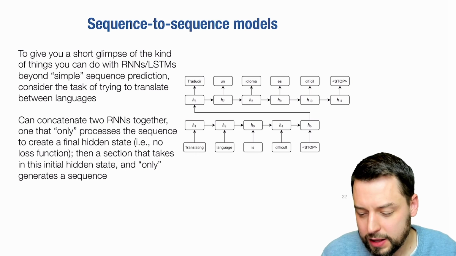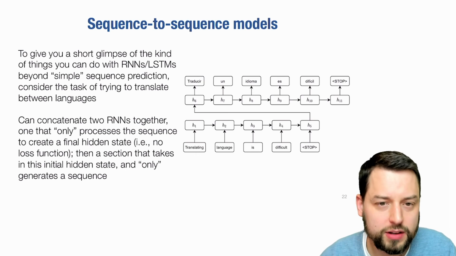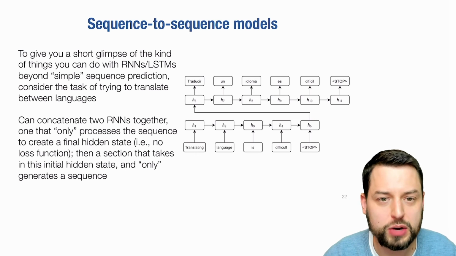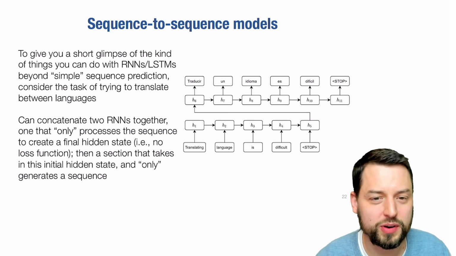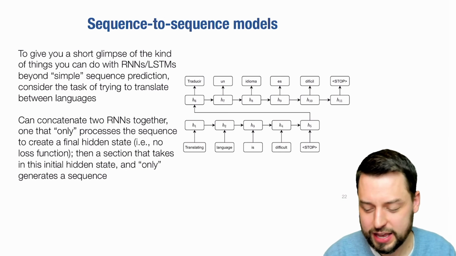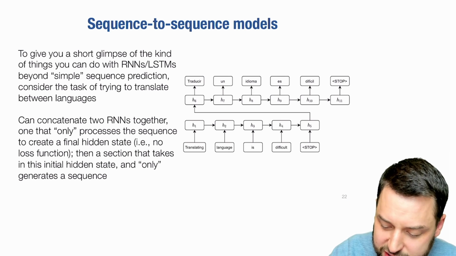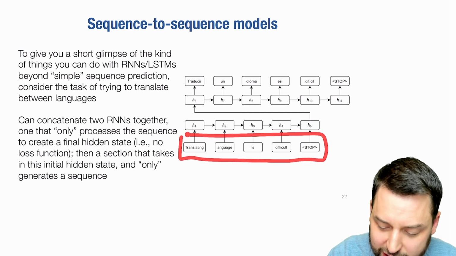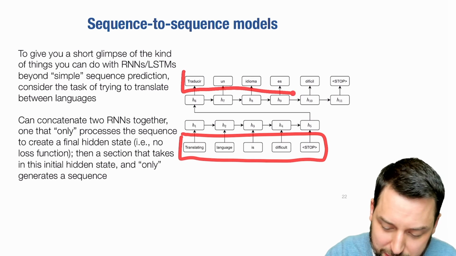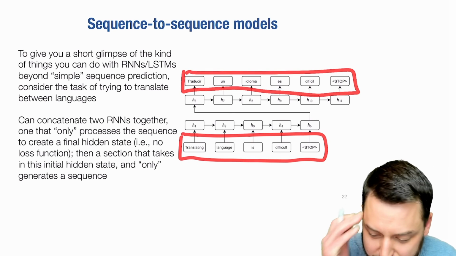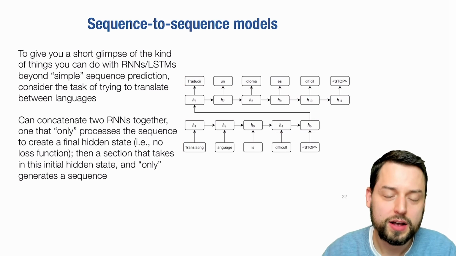For example, let's look at a slightly different sequence prediction task, like translating language. Let's take our input sentence, something like "translating language is difficult." In this case, we're going to produce something like the Spanish sentence, "traducir un idioma es difícil."